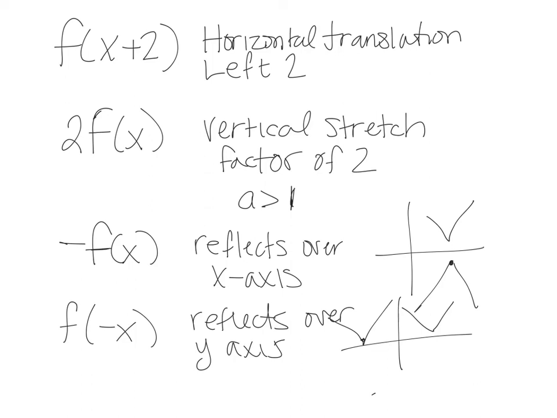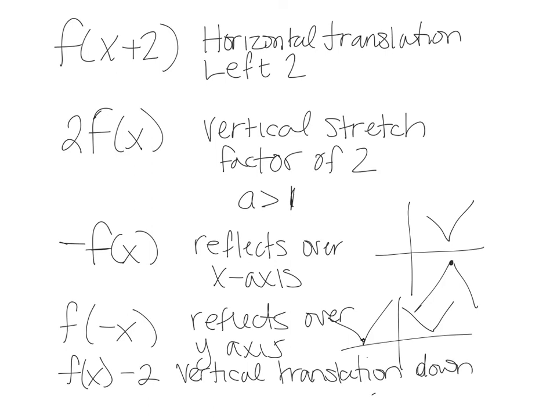And lastly, if I have f of x minus 2, again, it's outside the function, it's addition, subtraction here, so it's a translation, vertical translation. Vertical transformations happen exactly the way the sign tells us, so it's down 2.